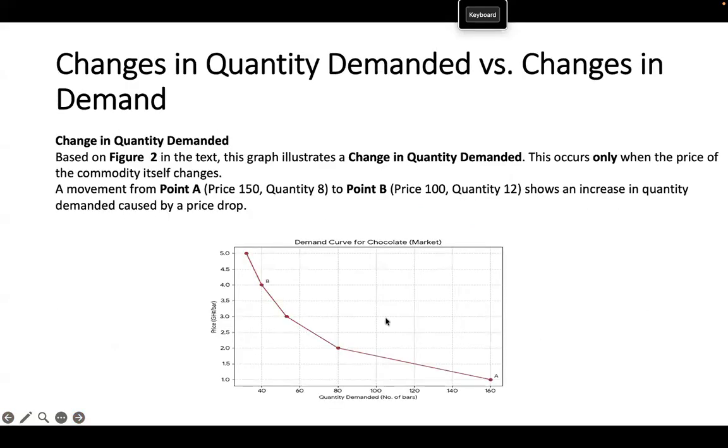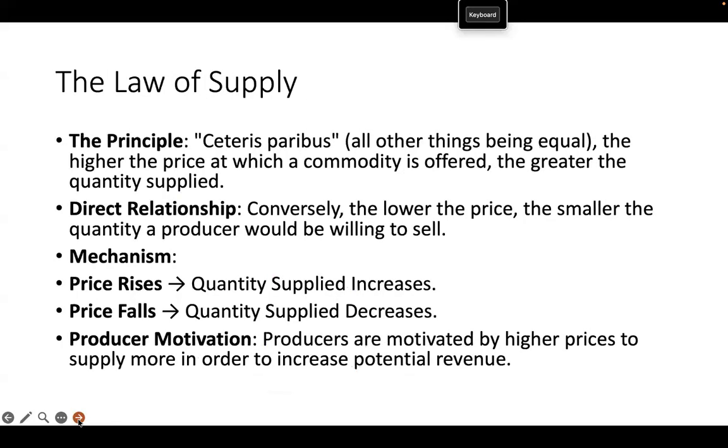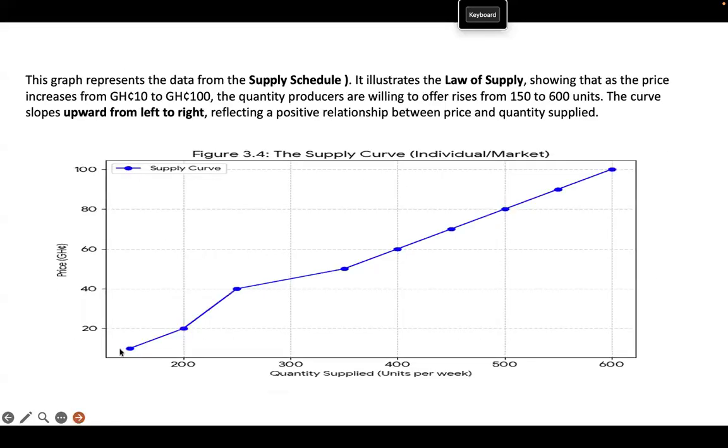This is the demand curve. It slopes downward from left to right. But the supply curve slopes upward. So at the higher price, more is being supplied. When the price is 1,000 Ghana cedis, 600 was supplied. When it fell to 80, 500 is being supplied. So at the higher price, more is being supplied. At the lower price, less is being supplied. So it slopes upward from left to right.